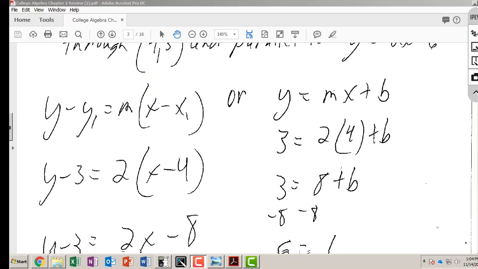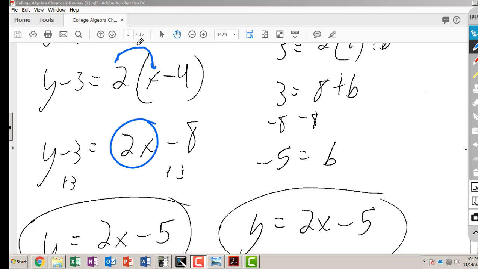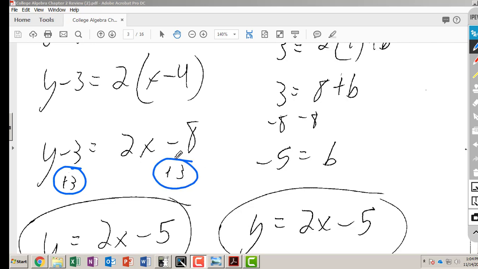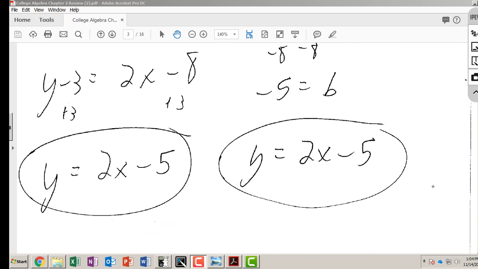Okay, now finishing this off, it's just a matter of using your distributive property. So distributing this 2 on through, I get 2x minus 8. And once I have that value, I just have to finish this off by adding 3 to both sides. So when I add 3 to both sides, I end up with my answer of y equals 2x minus 5.